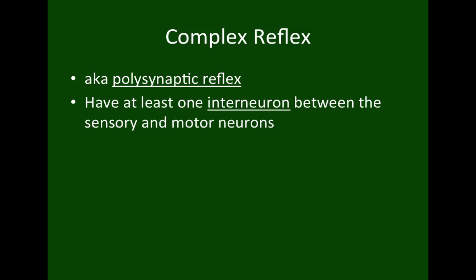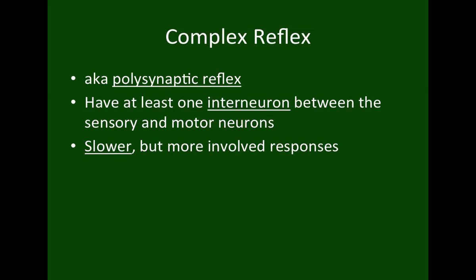And that is actually an example of a complex reflex. A complex reflex is sometimes called a polysynaptic reflex because we have more than one synapse present. In a complex reflex, we have at least one interneuron between the sensory and motor neurons. These types of reflexes are slower than the simple ones, but they're more involved. So the turning away from the bright light is a great example because not only do they have to react with their eyes, squinting, turning of the head, they also have to put up their arm.